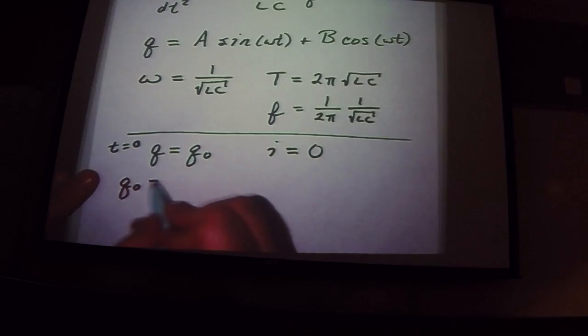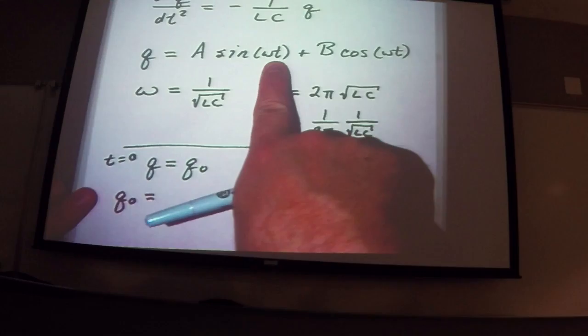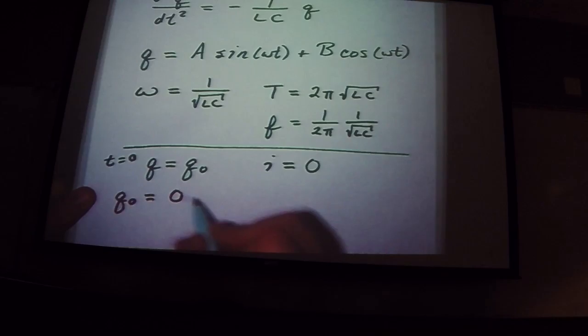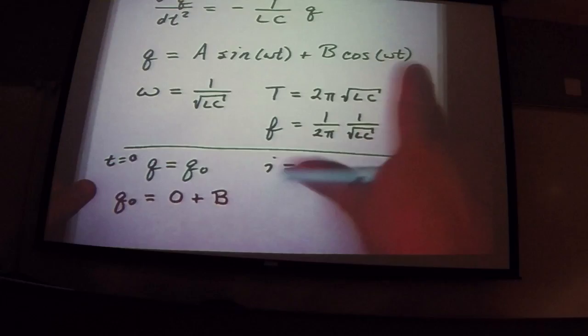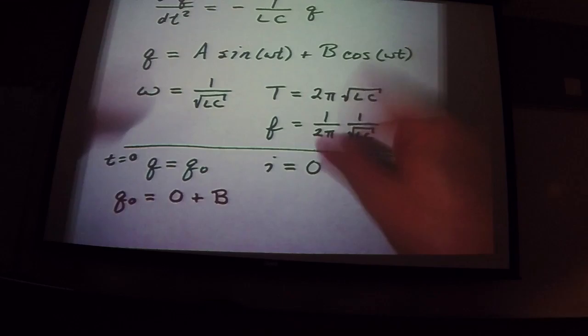So then we simply use this first condition and say, okay, Q naught is equal to A sine of zero. What's sine of zero? Zero. So that's zero. What's cosine of zero? One. So it's zero plus B. Oh, this tells us right away that B is equal to Q naught.